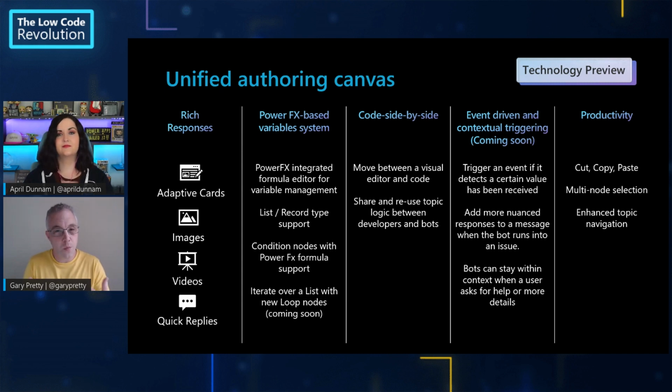And when you're building a bot, everything is pretty sequential, but now we can actually use these contextual triggers to allow somebody to interrupt that conversation, handle that interruption, and then pick right back up where we left off. And then finally, as you'll see in a few minutes, we've made a bunch of productivity improvements and IA improvements to the canvas as well.